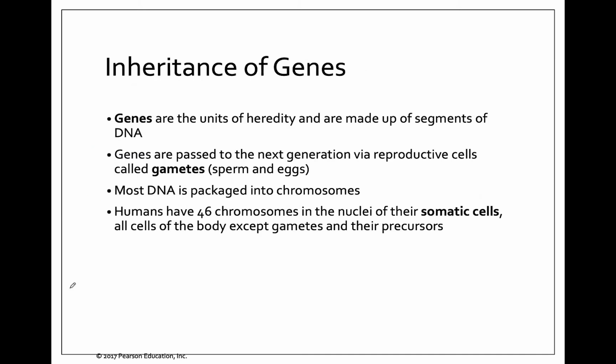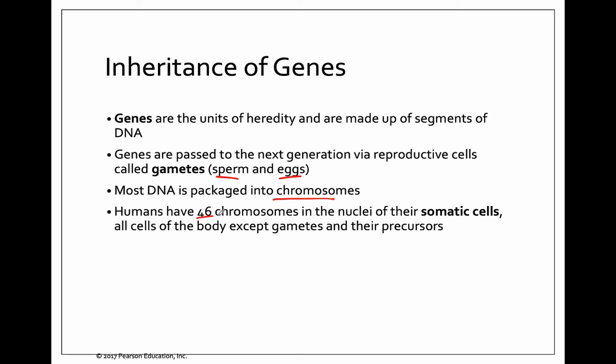So a gene is just a segment of DNA. It usually is going to code for some specific protein, and these are units that are heritable. So we're going to pass our specific genes onto our offspring. However, we may not give them all of our genes. We give them some of our genes, and we might give them some genes from the other parent. And so these are passed through reproductive cells called gametes. So these gametes are sperm and eggs, and our DNA is packaged into linear chromosomes.